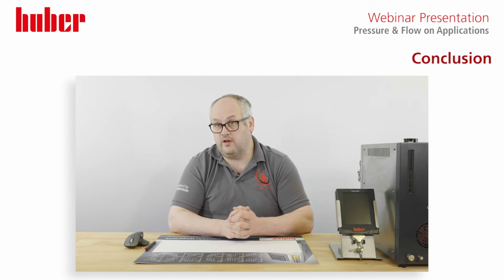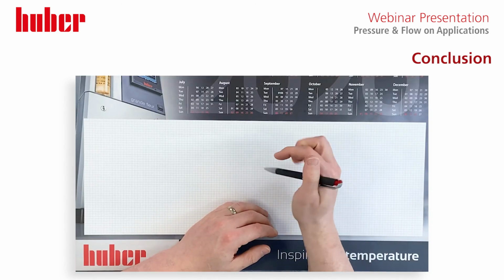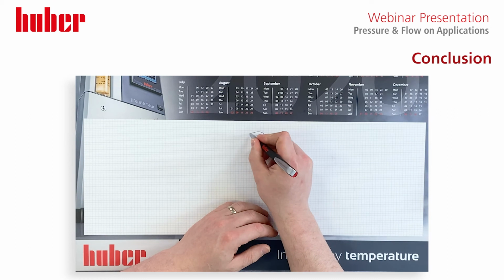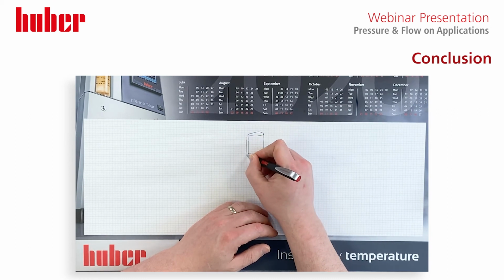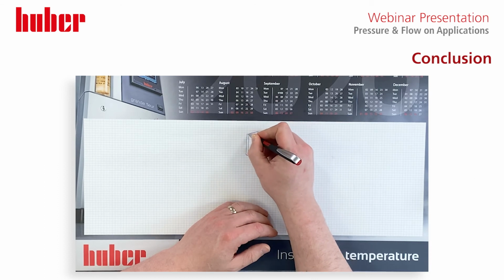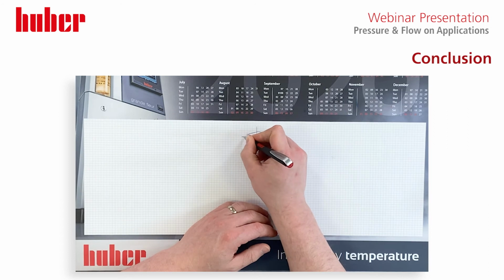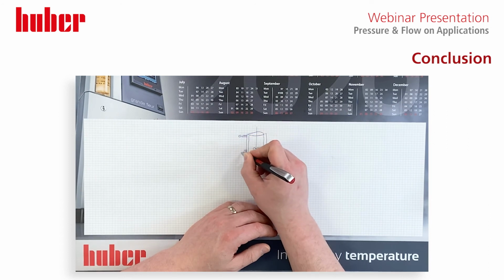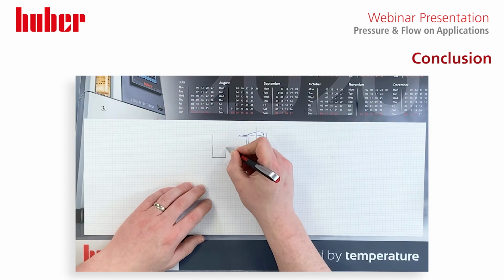So if we think about the Huber units, if we've got our reactor system, my usual standard beaker reactor with an agitator, we've got our inlet and our outlet, and we've got our TCU here.